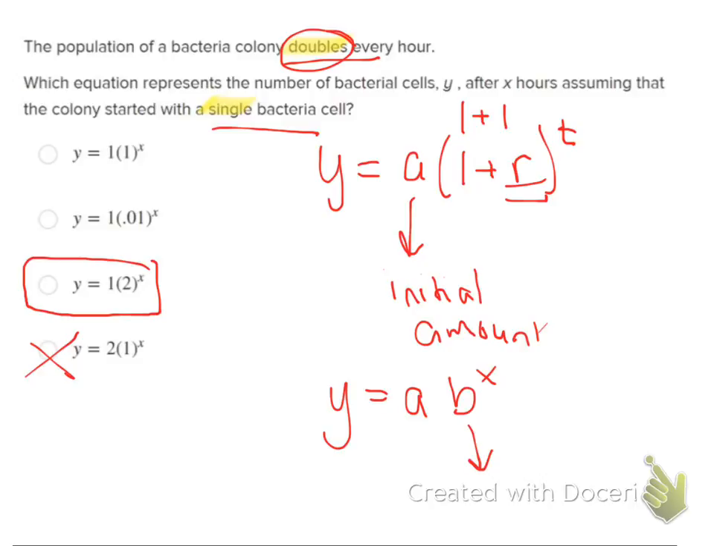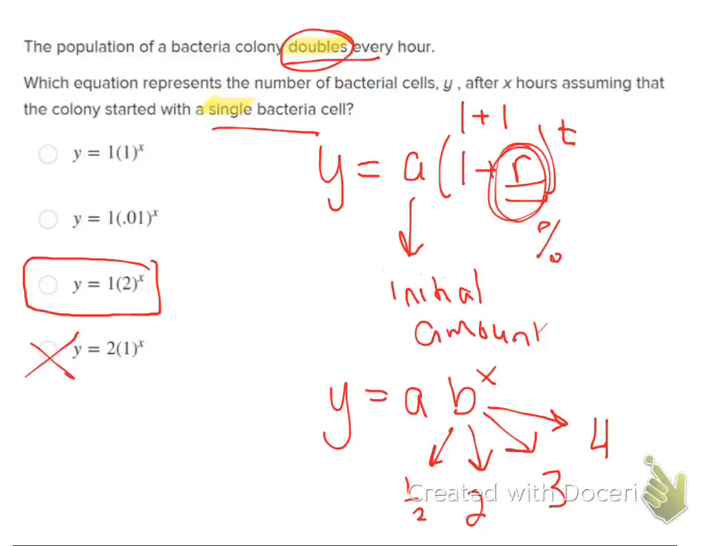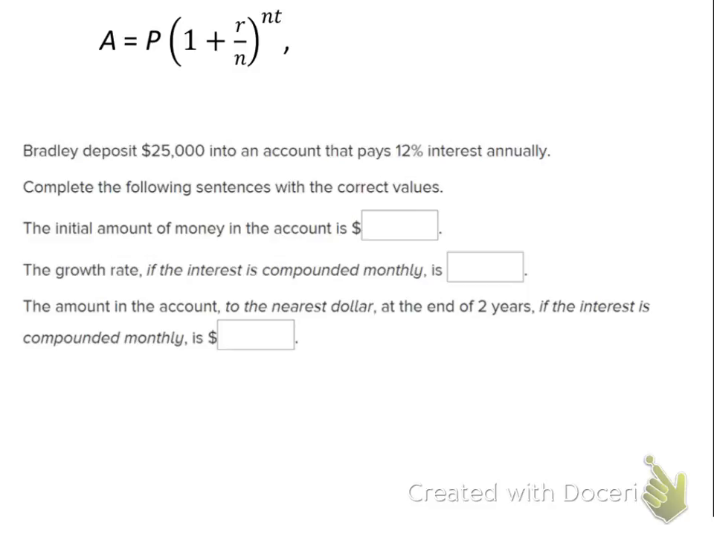And B could be doubles, which is times 2. It could be triples, which is times 3. Quadruples, times 4. It could also be decay. It could say it halves, which is times 1/2. So these are just things to keep in mind when you see problems that don't deal specifically with percent. Okay? Take a look at this one.